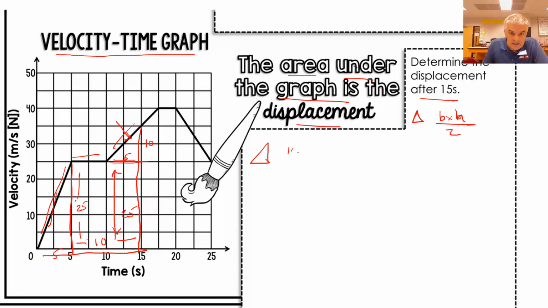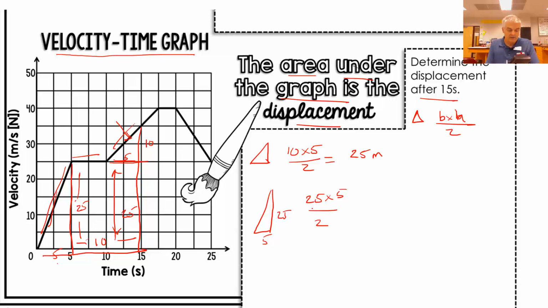That's 10 times 5 divided by 2, right, because it's a triangle. So 10 times 5 is 50. 50 divided by 2 is 25 meters, because it's going to be just distance. This triangle right here, we'll call this the tall triangle, which was, what was it, 25 times 5. So that's 25 times 5 divided by 2.